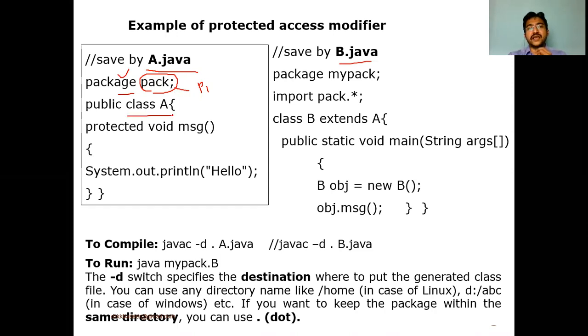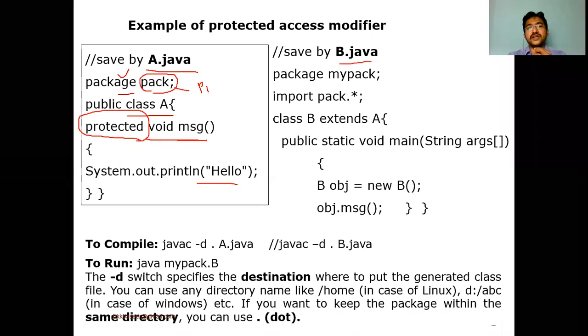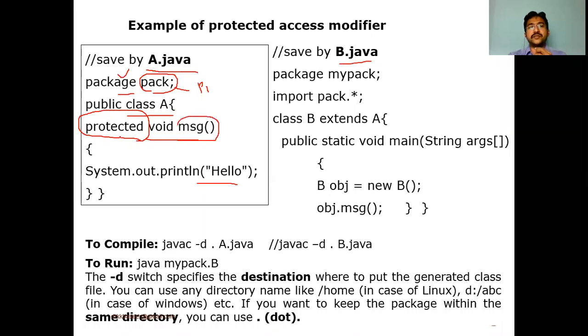Now I'm creating a class A, and inside the class A, I'm creating a method message. The access modifier of the message method is protected. It just displays a message, hello. So in the a.java program, I'm creating a package called pack. Inside the package, I'm creating a class called A. There is a method in class A called msg. The access modifier of the msg method is protected. What is the task of the msg method? It just displays the hello message.